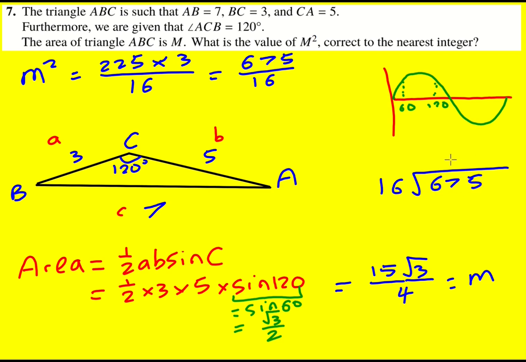16 times 4 is 64. That leaves me a remainder of 3, so we're going to get 42, and then the remainder 3, so 42 and 3 sixteenths, which to the nearest integer is going to be 42. Therefore, the answer is 0, 4, 2. Brilliant.